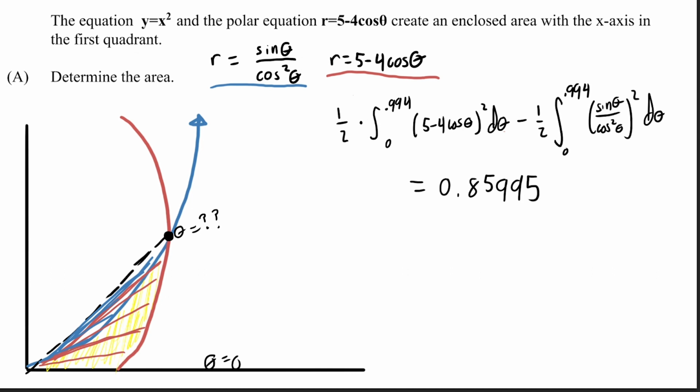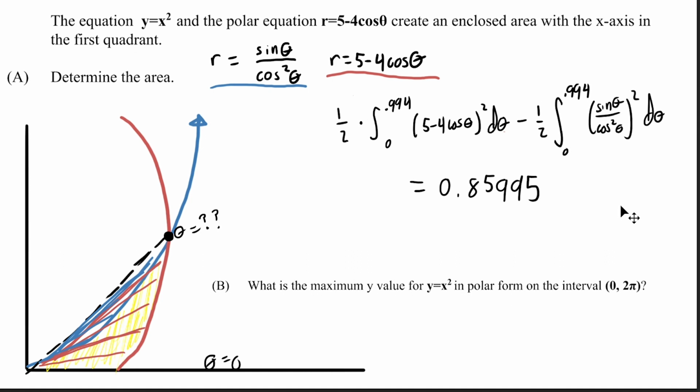I hope this problem was interesting. Before you leave, I would like to pose this last question. What is the maximum y value for y equals x squared in polar form on the interval 0 to 2 pi? So I'm not going to explain it in this video, but if you'd like to see the solution, there is a packet linked in the description of all of our videos.